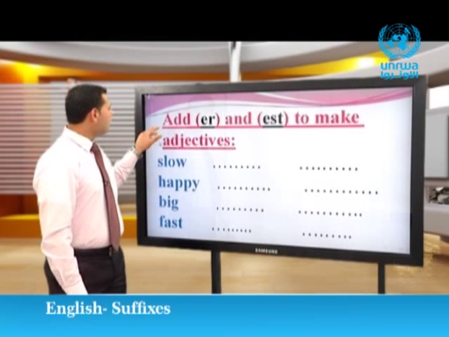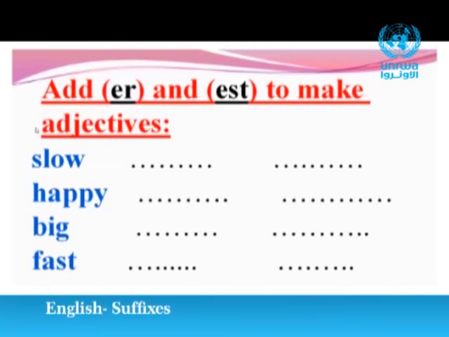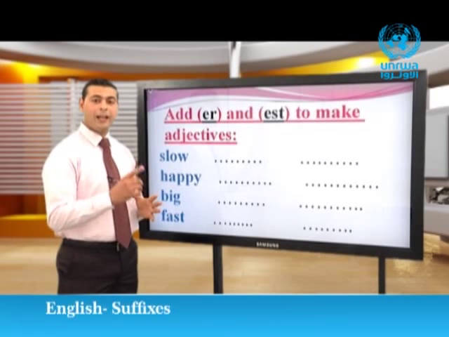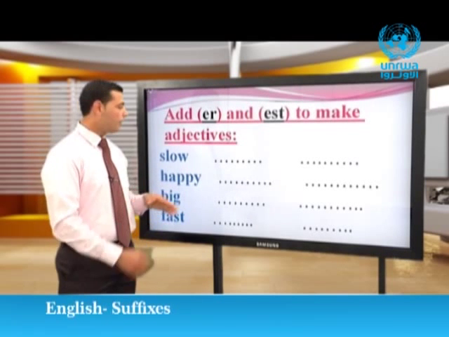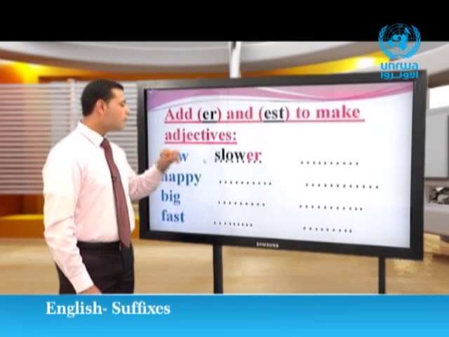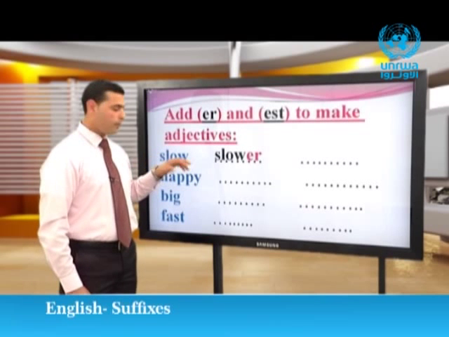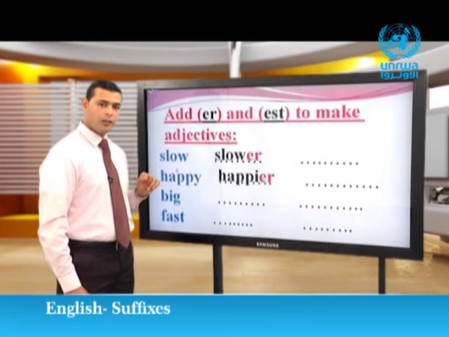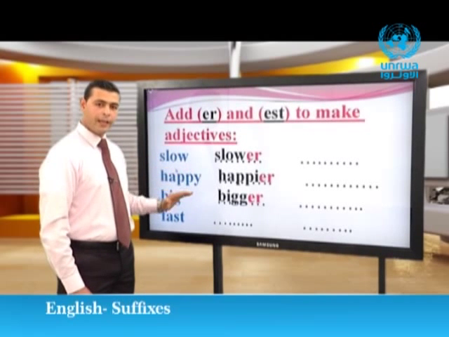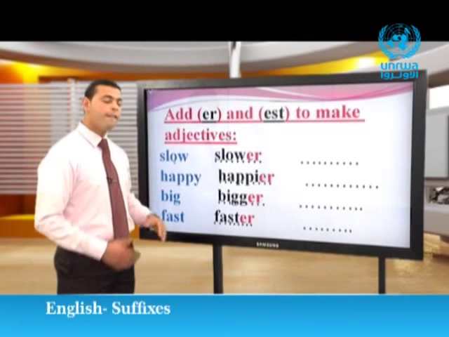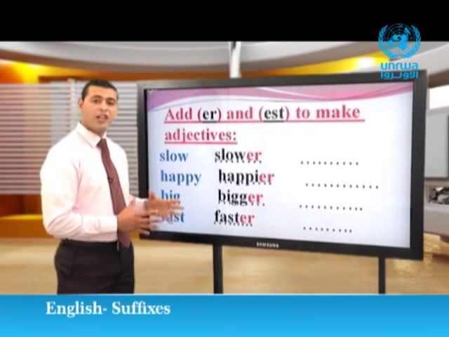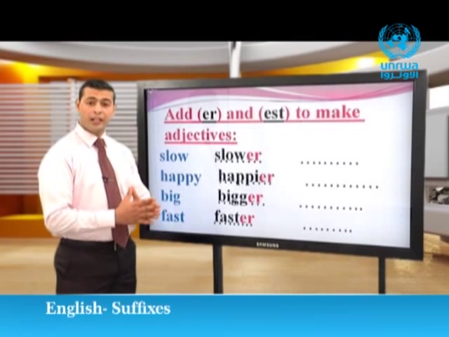Alright, let's practice. Add er and est to make adjectives. Look here, we have the adjective slow. Slow, slower. Happy, happier. Big, bigger. Fast, faster. Dear all, here we have added the suffix er to these adjectives and we have formed new adjectives out of these ones.